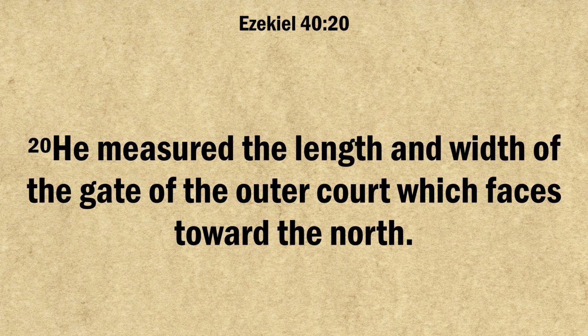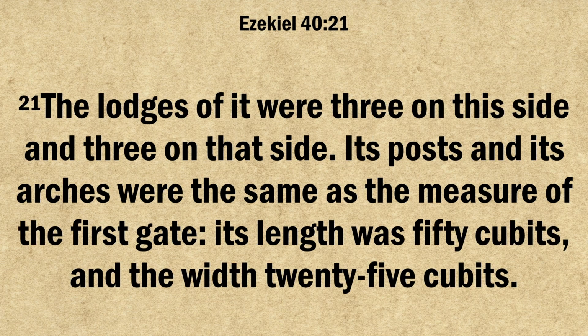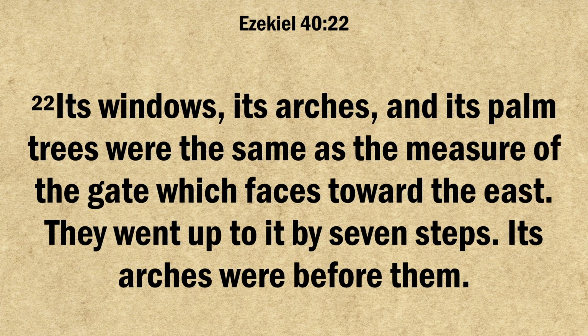He measured the length and width of the gate of the outer court which faces toward the north. The lodges of it were 3 on this side and 3 on that side. Its posts and its arches were the same as the measure of the first gate; its length was 50 cubits, and the width 25 cubits. Its windows, its arches, and its palm trees were the same as the measure of the gate which faces toward the east. They went up to it by 7 steps. Its arches were before them.